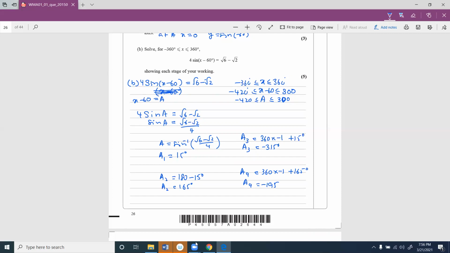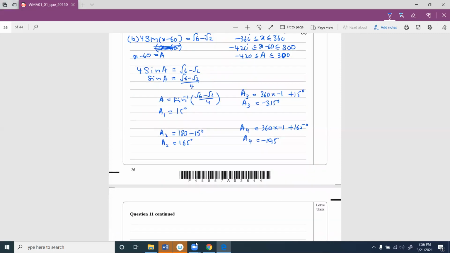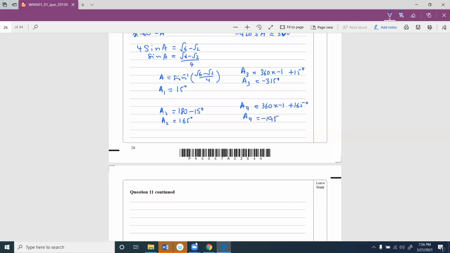If you work out 360 times minus 2, we will see whether we can find some solution over here. A5 is 360 times minus 2 plus 15. That is minus 720 plus 15, it's not there. A6 is 360 times minus 2 plus 165. Let's see whether it is there. It's also not there. So these are the only answers.